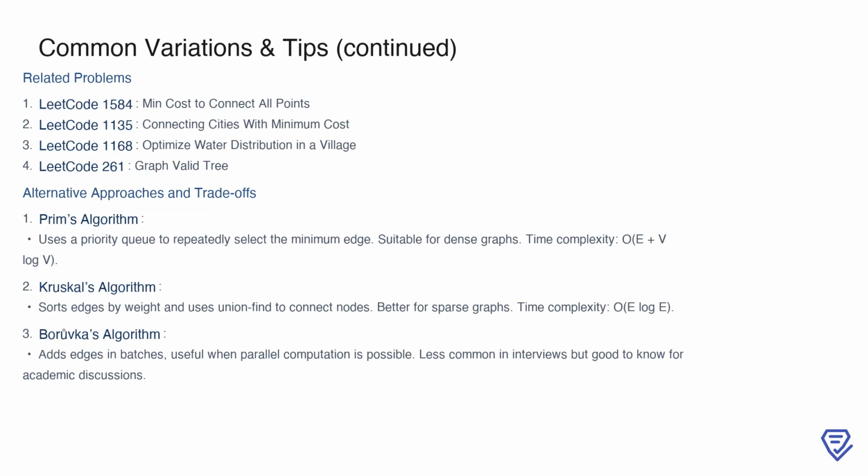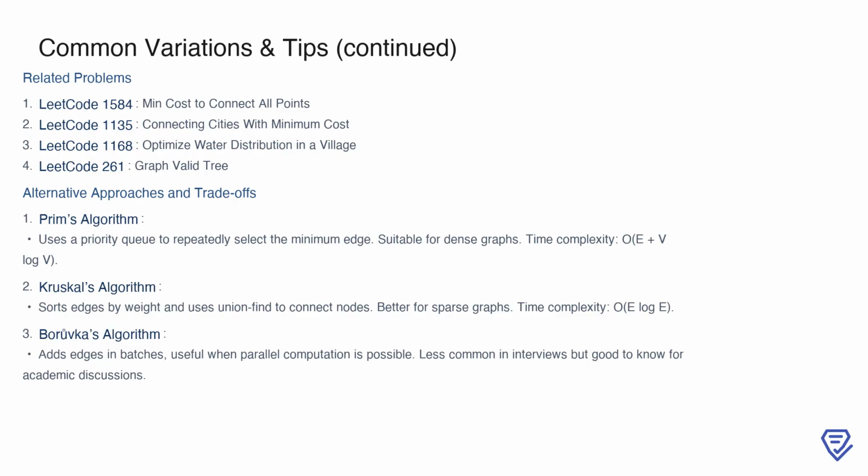It's helpful to explore related problems to deepen your understanding of these techniques. For example, LeetCode problem 1584, Min Cost to Connect All Points, and problem 1168, Optimize Water Distribution in a Village, are variations of minimum spanning tree problems. Problem 261, Graph Valid Tree, shifts focus to validating tree structures, which can involve similar union-find techniques.